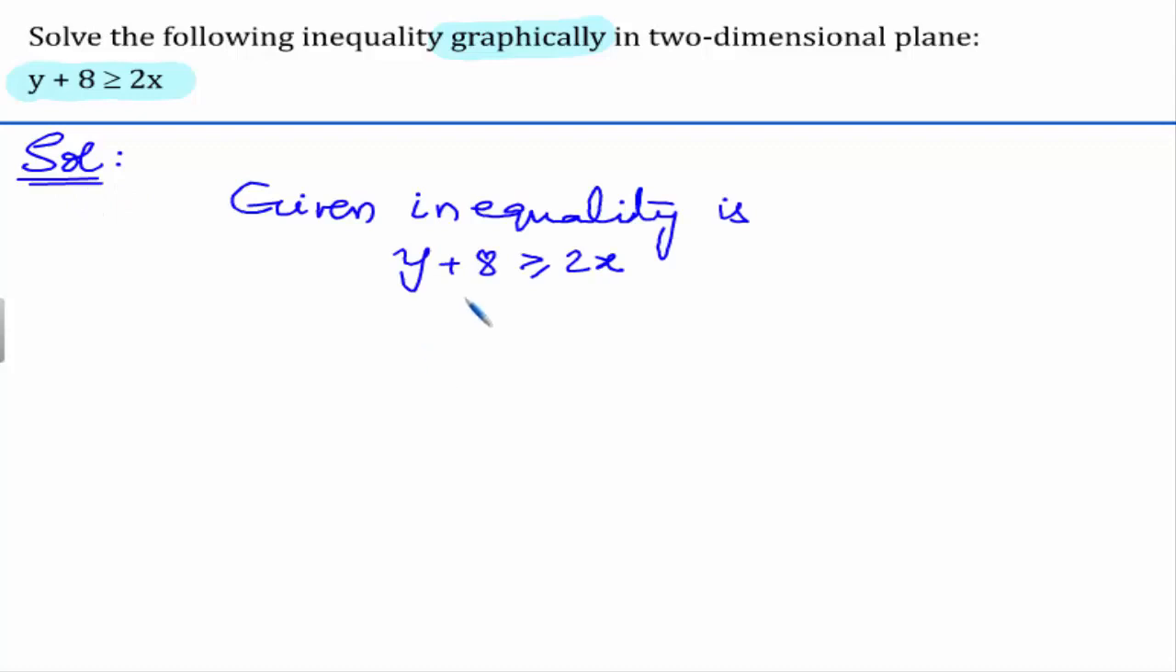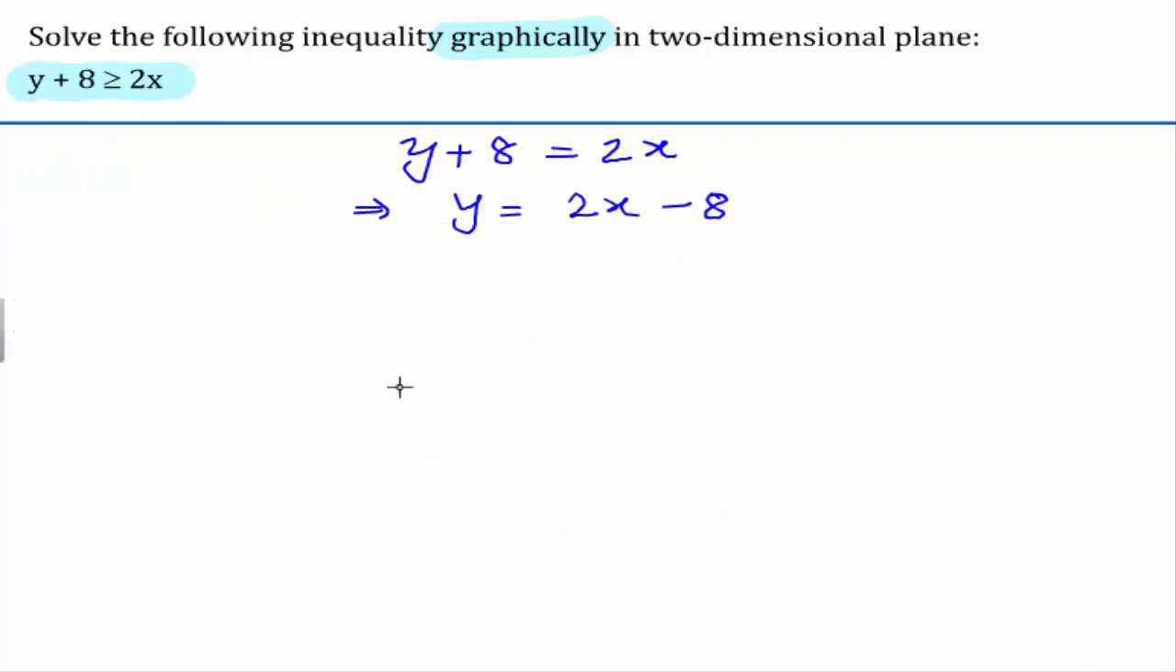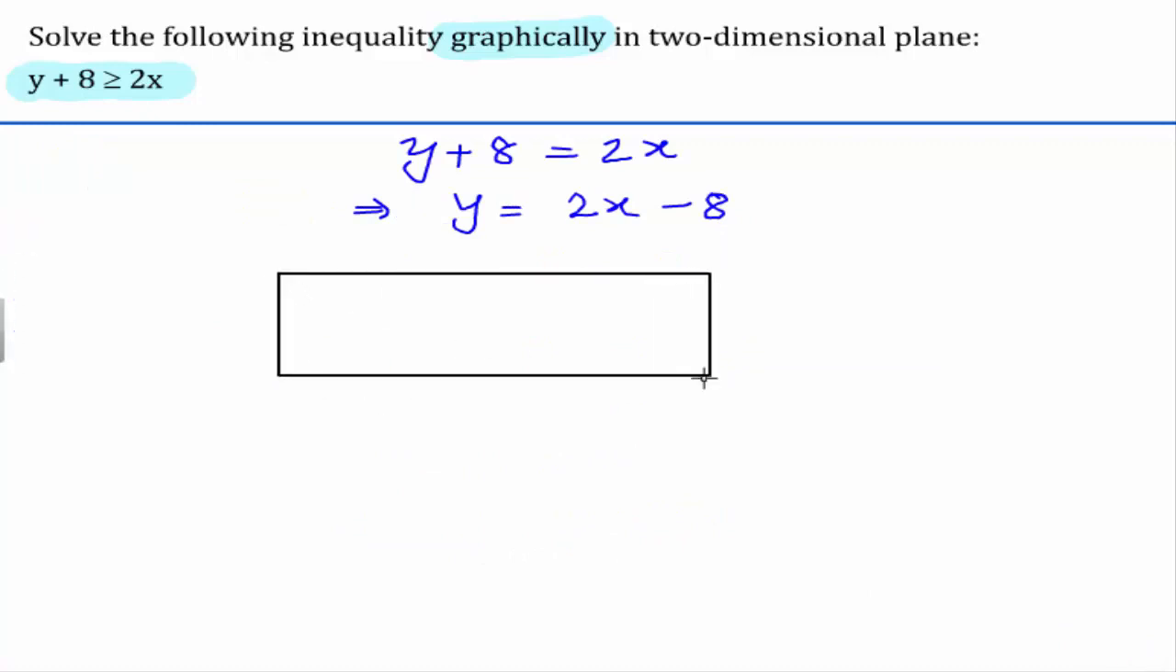The given inequality is y plus 8 greater than or equal to 2x. Now we need to draw the graph of y plus 8 is equal to 2x. So that implies y is equal to 2x minus 8. Now let us select the points to draw the graph. Let us select the values for x and we automatically get the values for y.